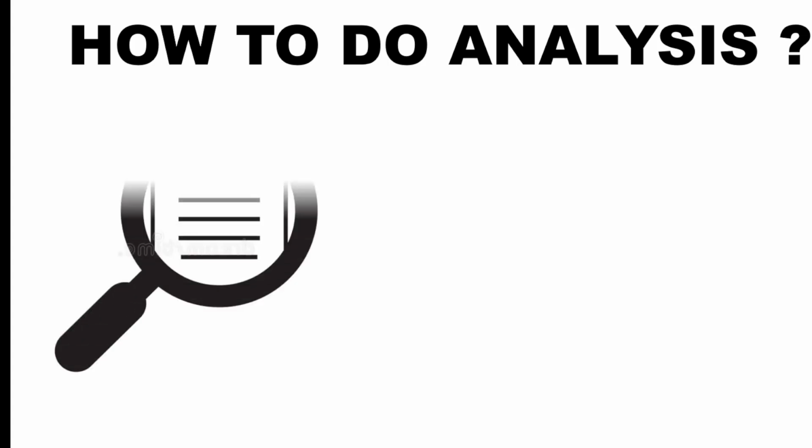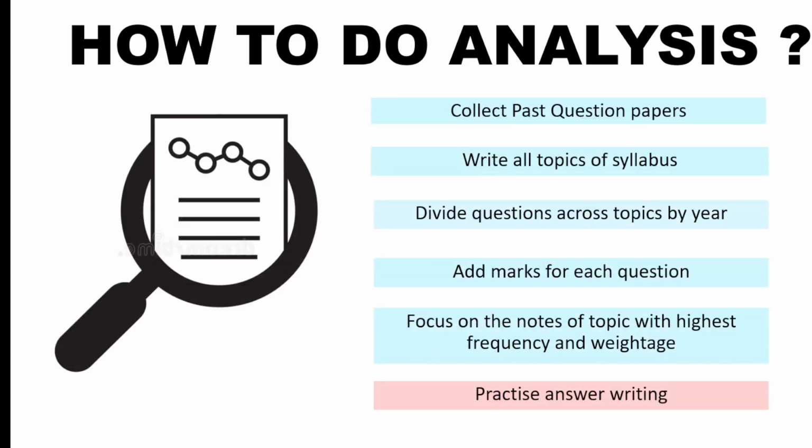So yep, let's go. So how do you do analysis? Well, for analysis you have to first collect all the past year question papers, write all topics of the syllabus, divide questions after reading question papers across different topics, add marks for each question, and then focus on or edit your notes on the topics that have the highest weightage and frequency, and then you practice answer writing at the end.